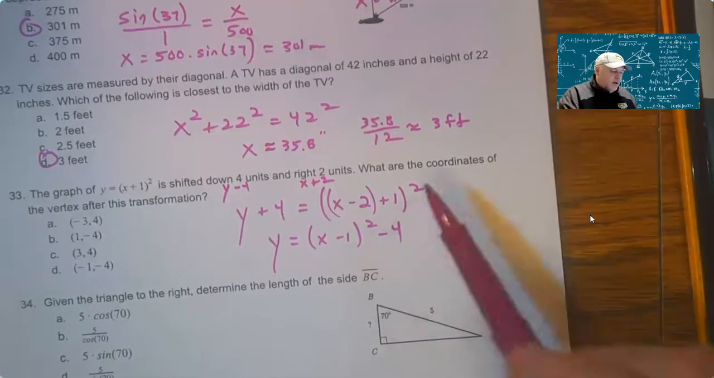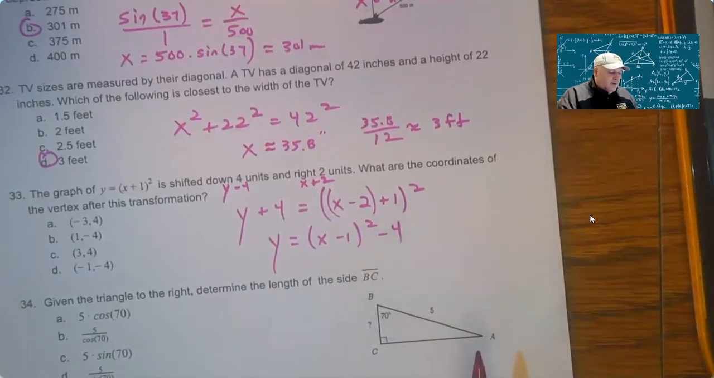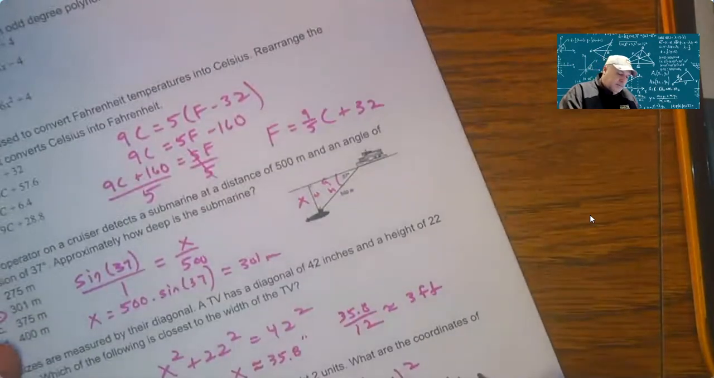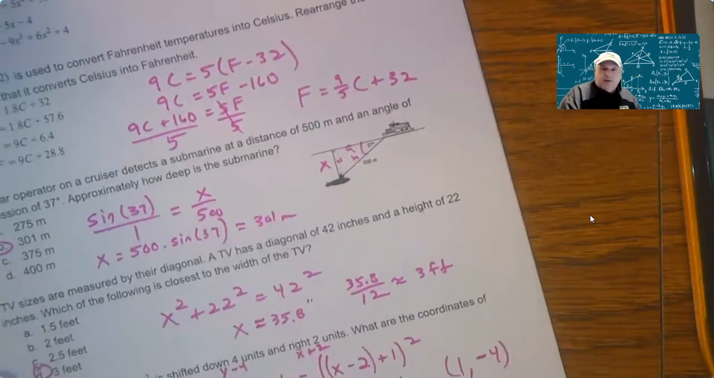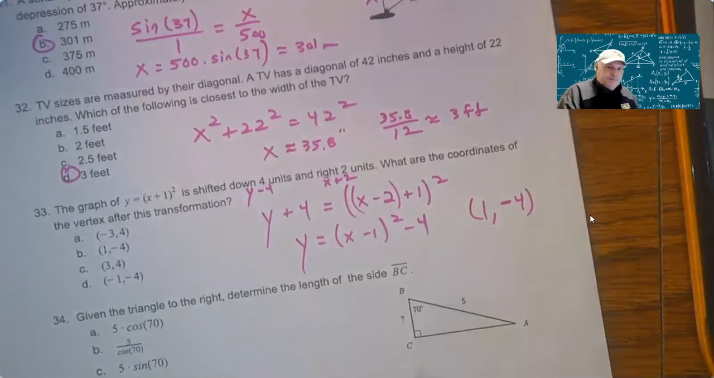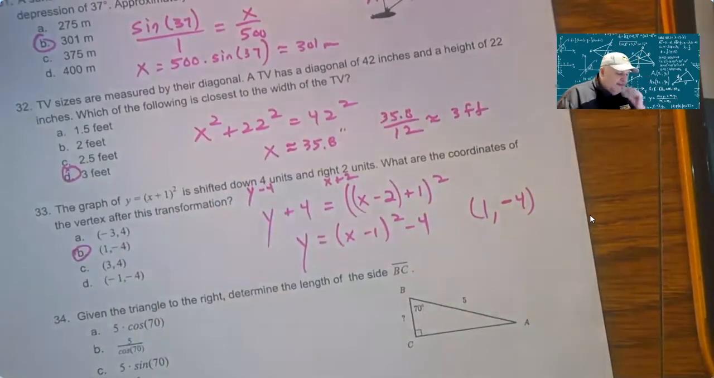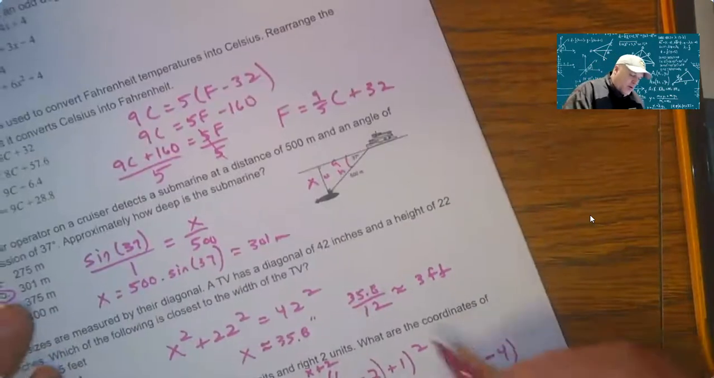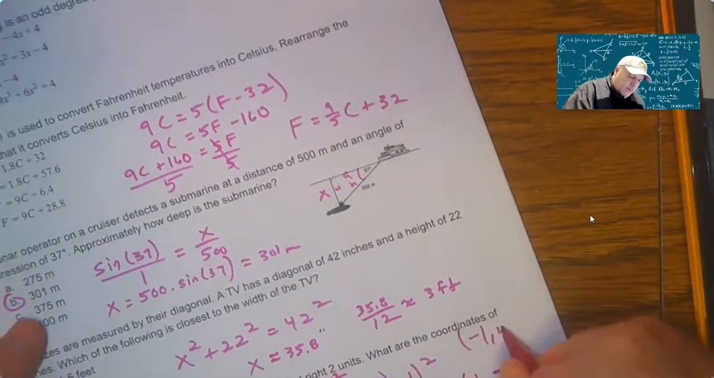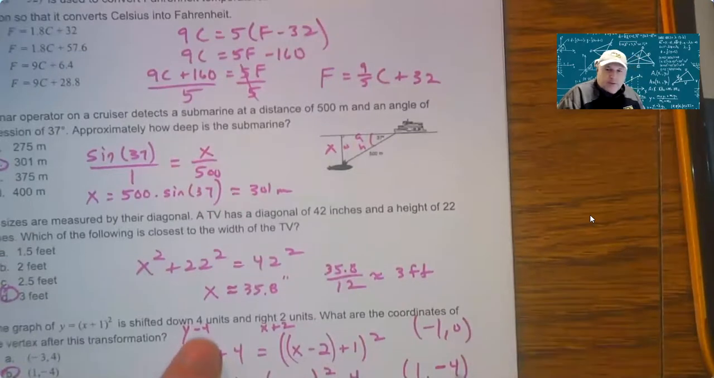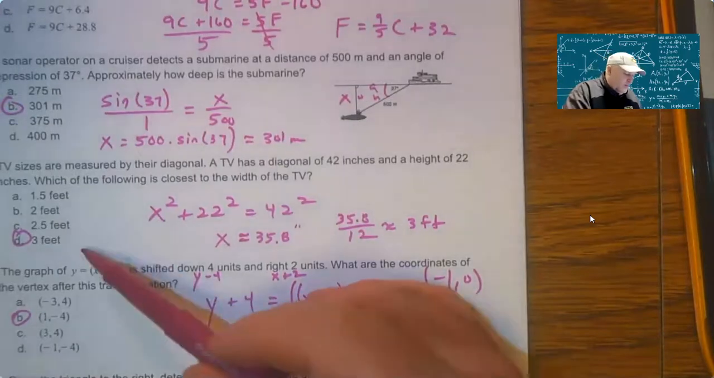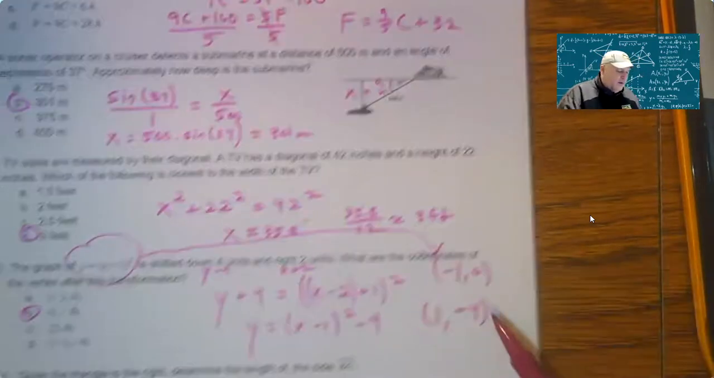All right, so what are the coordinates of the vertex after this transformation? So you see it right there, 1, negative 4. HK, X minus H squared plus K. I guess you could take the negative 1, 0 and then you shift it down. So drop the Y down 4 and then add 2 to the X. You could have done that also from this vertex there.